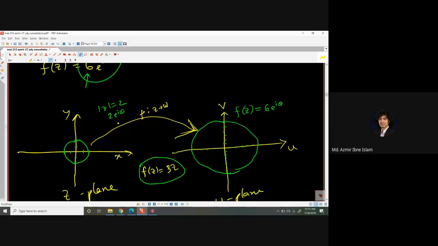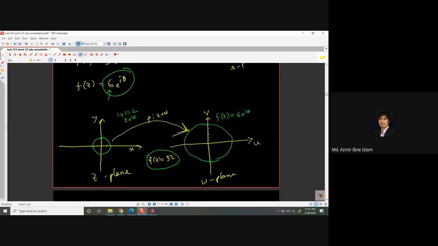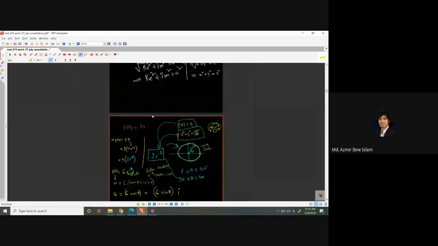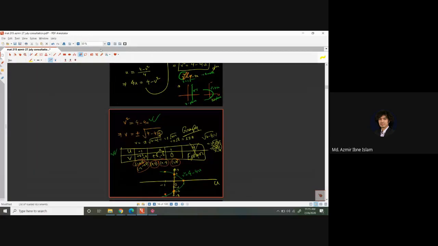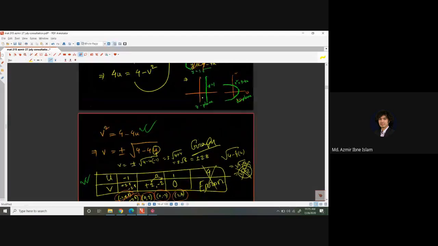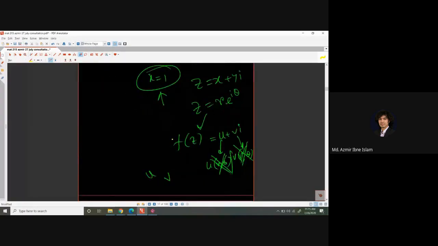So this time we have found a similar shape but in magnified form. But for the previous problem, we had previously a vertical line, but after using the concept of mapping, we have found a parabola. So this is how mapping works.